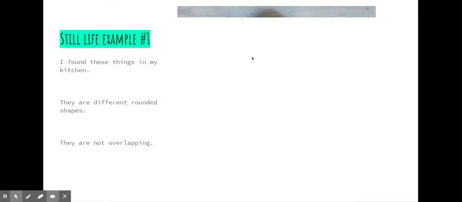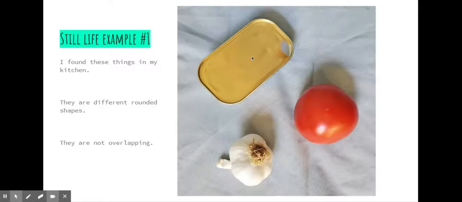All right, let's take a look here. So here I have a tin, some garlic, and a tomato. They're not overlapping. They all have a little bit of space and different shapes. And I'm going to try, I'll post a picture, but I don't want you to copy mine.